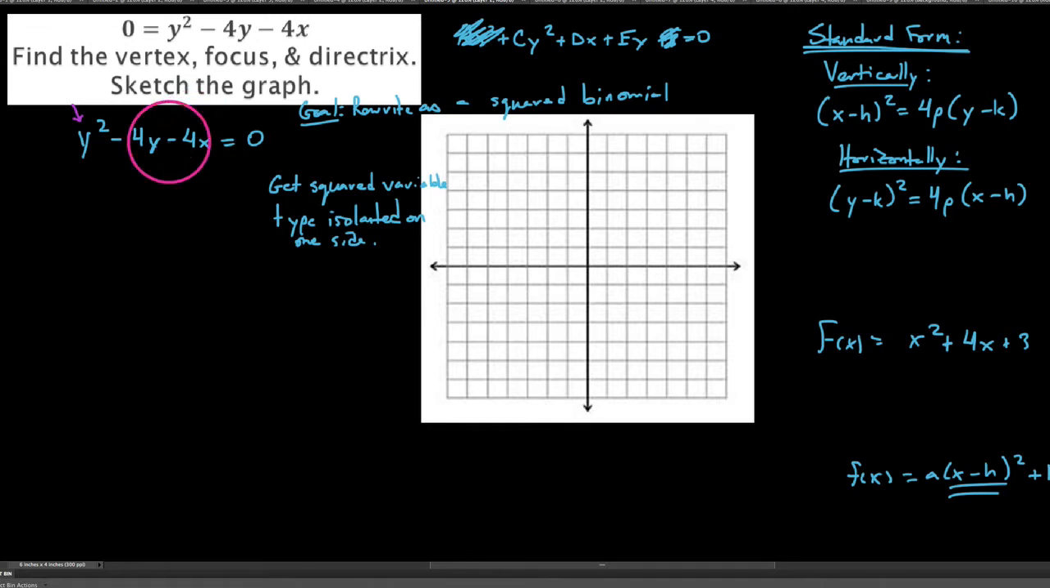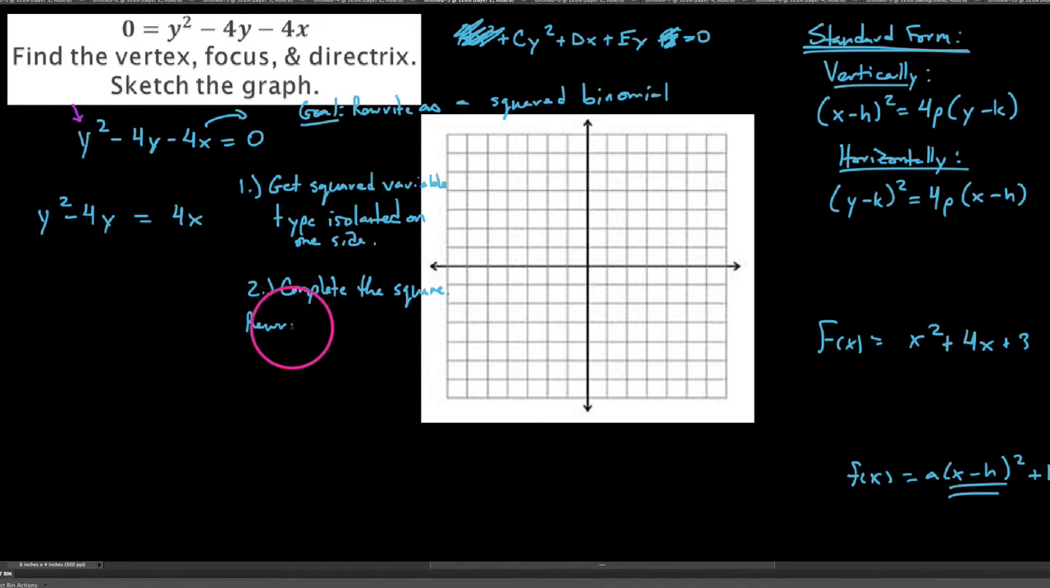And so what I'm going to do is take anything that doesn't have a y and displace it to the other side. So what this step would look like is y squared minus 4y, and this would be equal to a positive 4x. So now, this was our first step here. What we'll do next is complete the square.